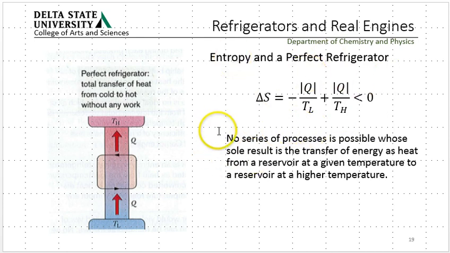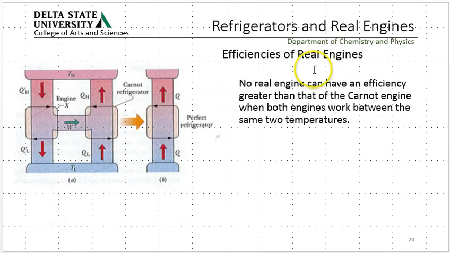And so the consequence is no series of processes is possible whose sole result is a transfer of energy as heat from a reservoir at a given temperature to a reservoir at a higher temperature. All right. So if we accept that delta S has to be greater than or equal to zero, this can never happen. Okay. Last. No real engine can have an efficiency greater than that of the Carnot engine when both engines work between the same two temperatures.